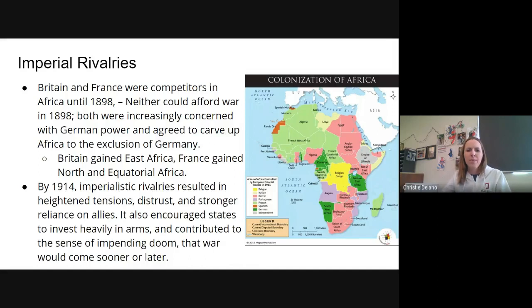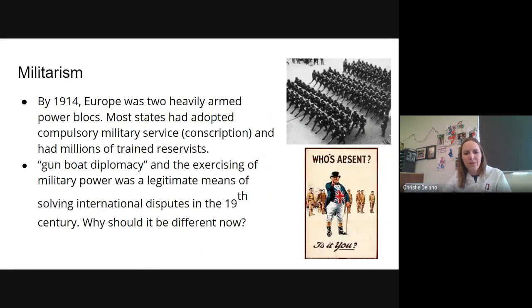So by 1914, this imperialistic rivalry among these power blocs in Europe results in increasingly high tensions, distrust, heavy reliance on their allies. And what it leads states to do is build up their arms. And it creates this impending sense of doom, which leads us to this idea of militarism, right? Another one of our main causes. We've talked about these power blocks.